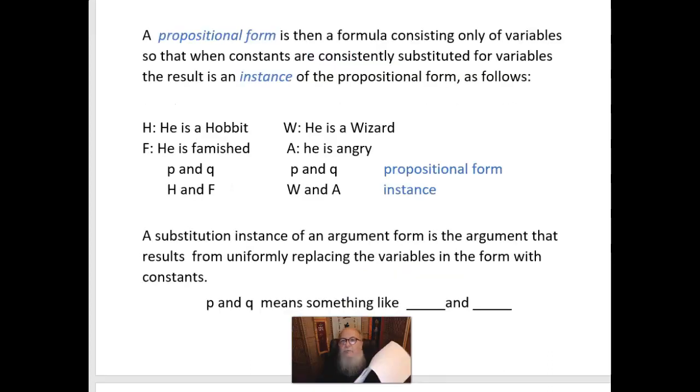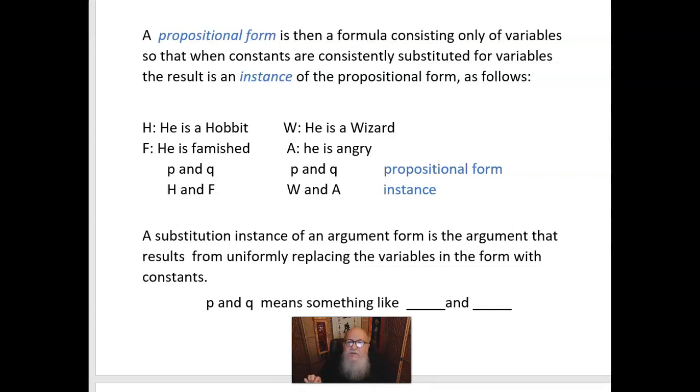A propositional form is a formula consisting only of variables, so that when constants are consistently substituted for variables, the result is an instance of the propositional form, as follows. Again, we let H stand for "he is a hobbit," and F for "he is famished." Then H and F is a substitution instance of the form P and Q. P and Q is the propositional form, and H and F is the instance. Similarly, "he's a wizard and he is angry," W and A. P and Q is its propositional form, and W and A is an instance of that.